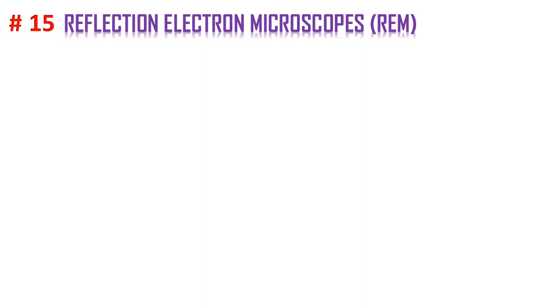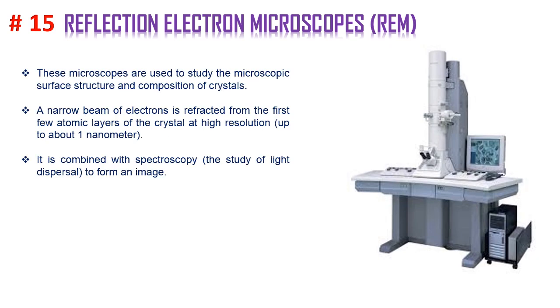And number 15 is reflection electron microscope, REM. Not RUM, it is REM. It is the microscope used to study the microscopic surface structures and composition of crystals. A narrow beam of electrons is reflected from the first few atomic layers of the crystals at high resolution up to about 1 nanometer, and it is combined with spectroscopy, the study of light dispersal, to form an image.